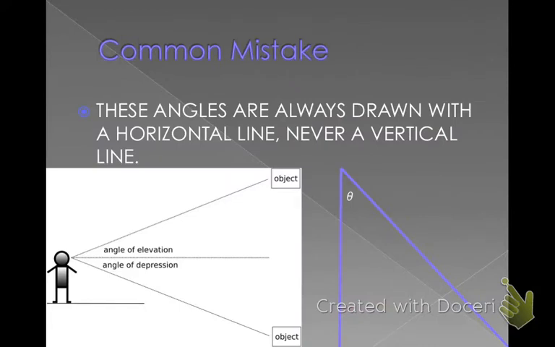It's a very common mistake to try to draw these lines with the vertical. However, these angles are always drawn with a horizontal line, never with the vertical. So that's a big no-no. This one over here is the correct version.